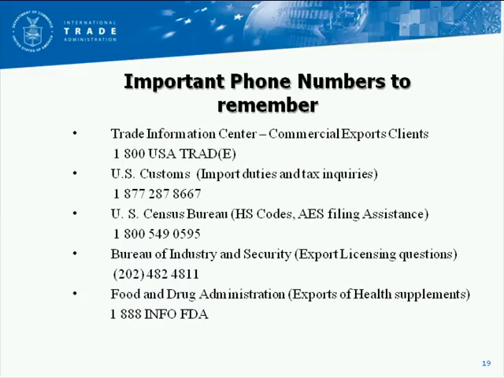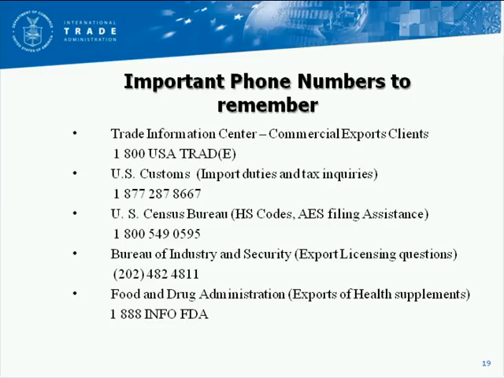A few telephone numbers to remember. For commercial export clients, 1-800-USA-TRADE. For U.S. Customs, many of the businesses and freight forwarding companies are looking for import duties and taxes for the United States. For items coming into the United States, definitely contact U.S. Customs at 1-877-287-8667. If you are new to exporting and you do not know your harmonized codes for your products, the U.S. Census Bureau has an office in Maryland, and the phone number is 1-800-549-0595.